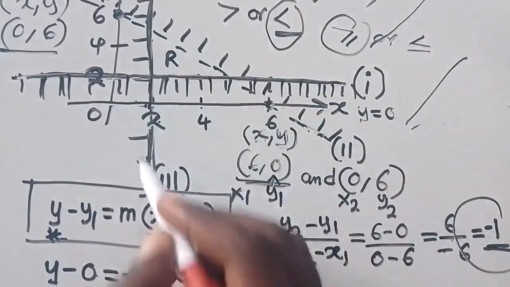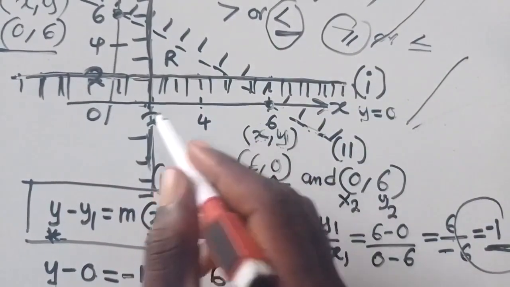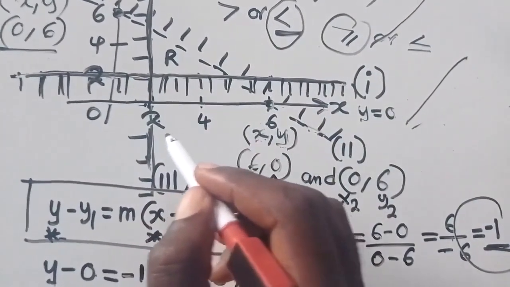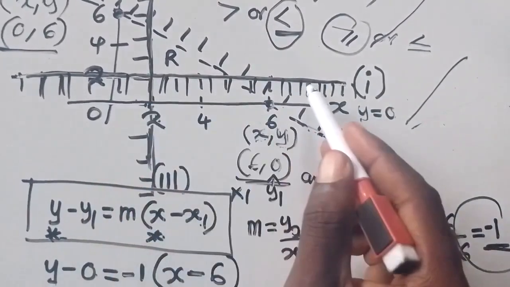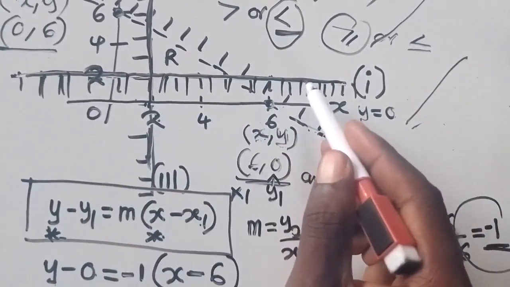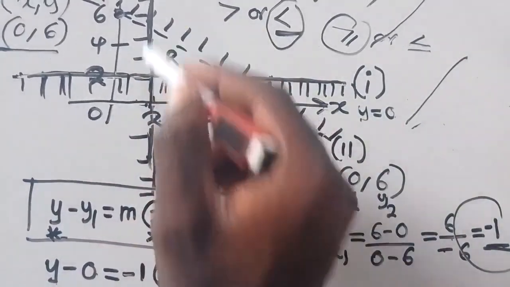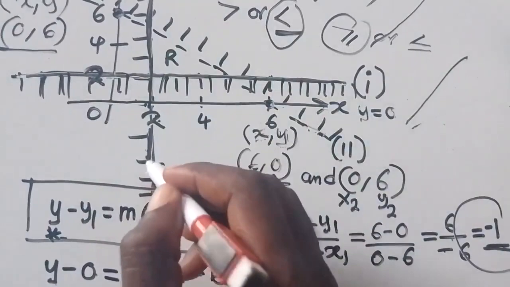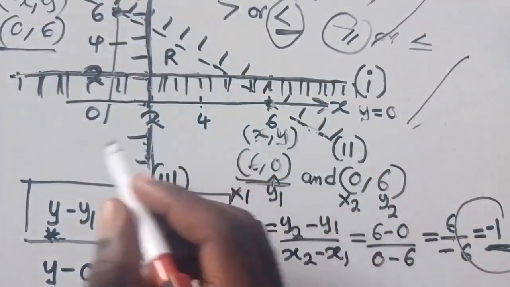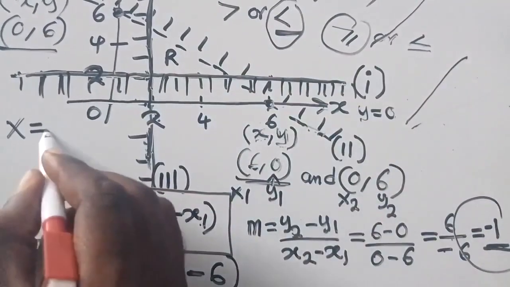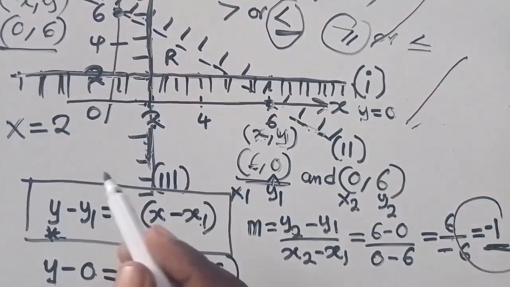So whenever you see a vertical line, you just get where it is cutting the x-axis. On the horizontal line, I told you that you just need to get where it is cutting the y-axis. But this one, you need to get where it is cutting the x-axis. So it is cutting the x-axis at x is equal to what? 2 here. x is equal to 2. Then you get the inequality.